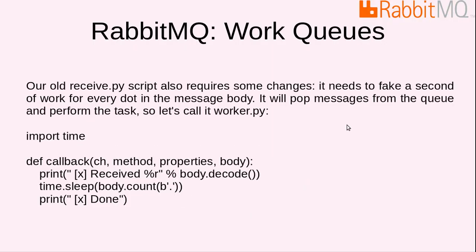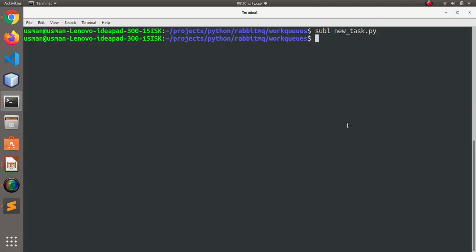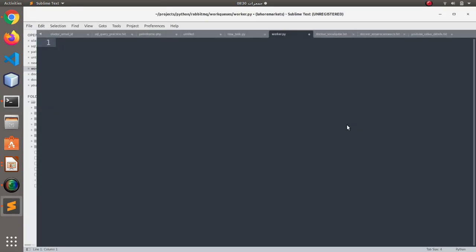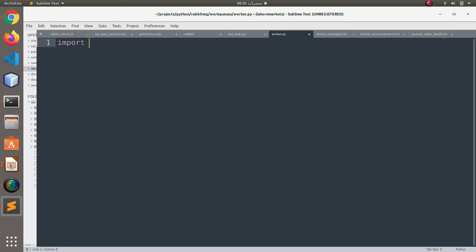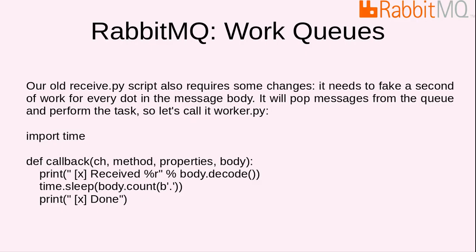And now our old receive.py script also requires some changes. It needs to fake a second of work for every dot in the message body. It will pop messages from the queue and perform the tasks. So let's call it worker.py. So I'm going to create a new file called worker.py, and we are going to write import time.